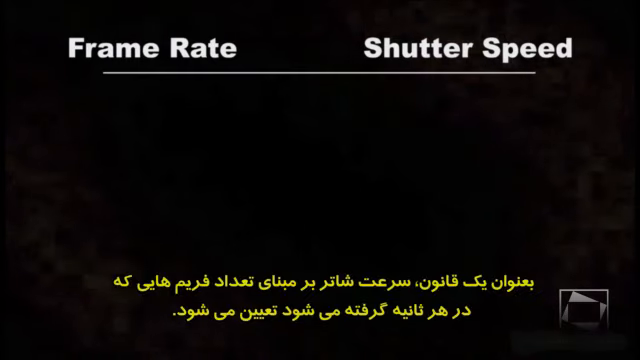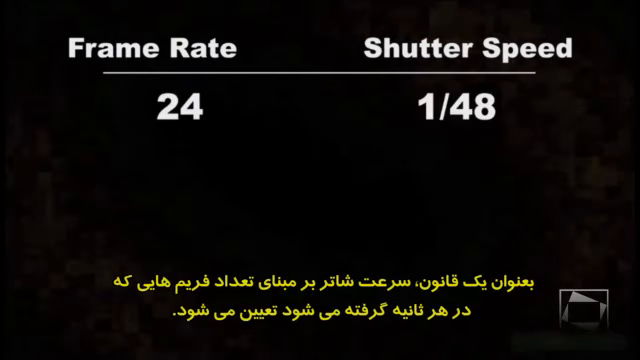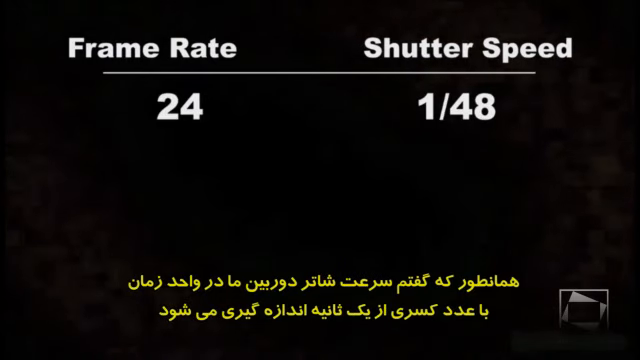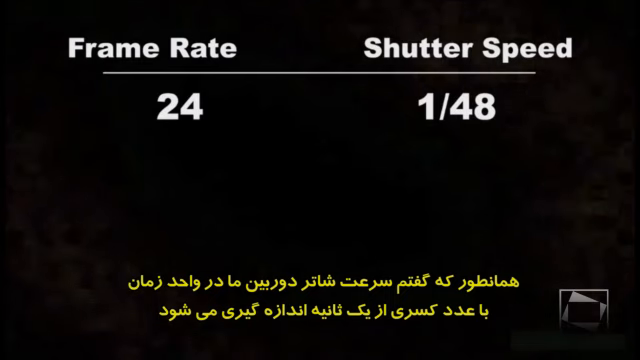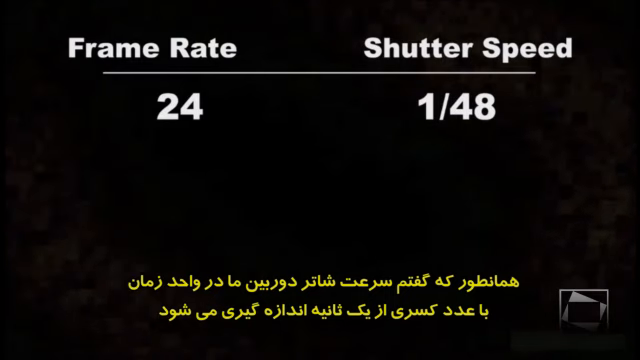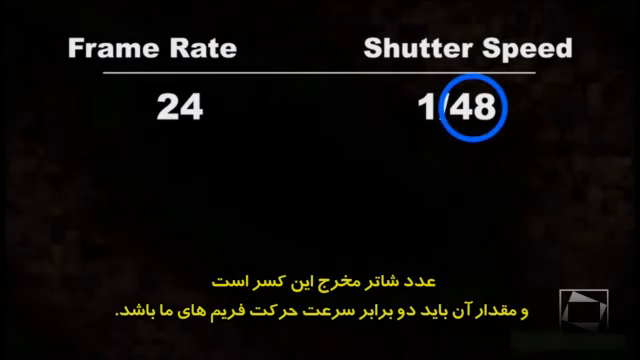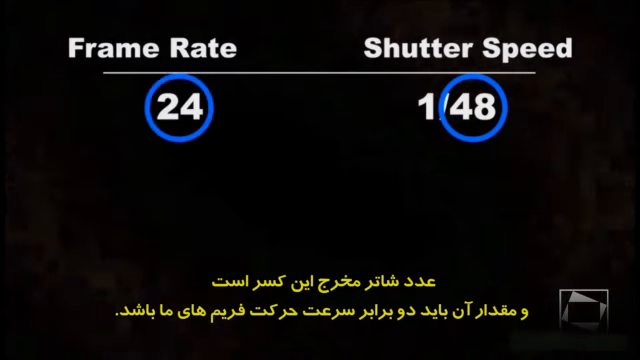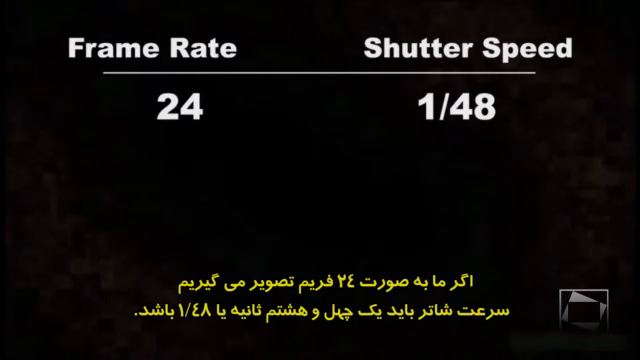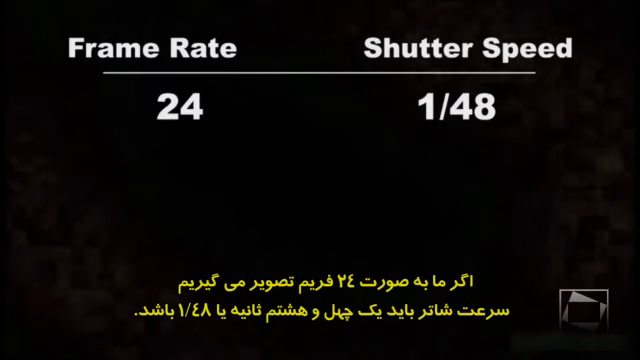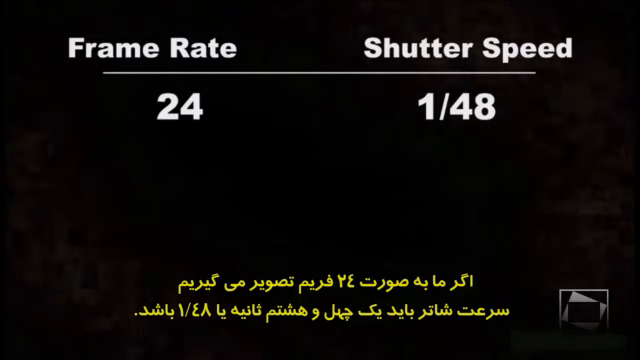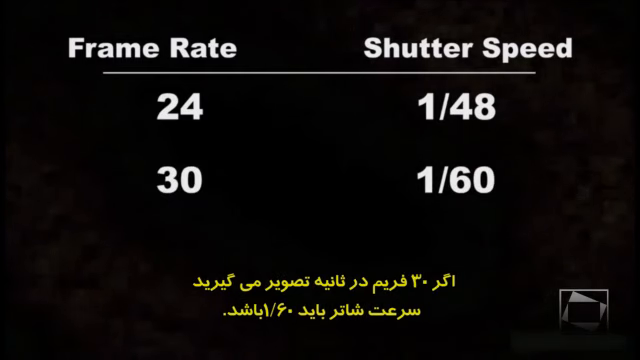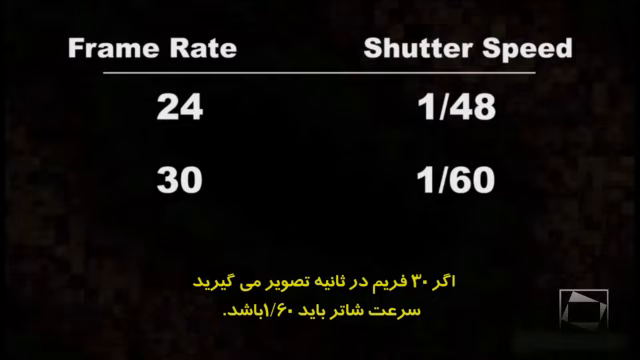As a standard, our frame rate determines our shutter speed. And now that we've learned that our shutter speed is measured in time, a fraction of 1 second, we can take the denominator in that fraction and make sure that it's double our frame rate. So if you're shooting at 24 frames per second, your shutter speed should be 1/48. If you're shooting at 30 frames per second, your shutter speed should be 1/60.